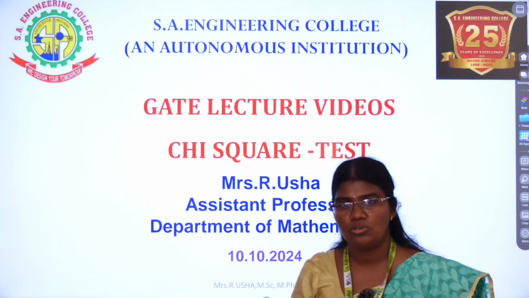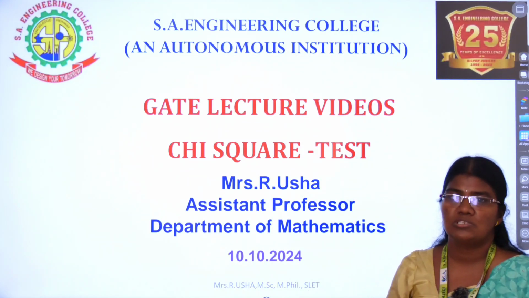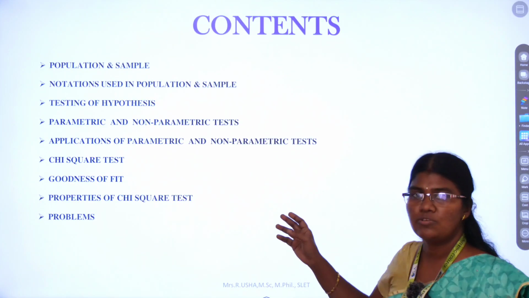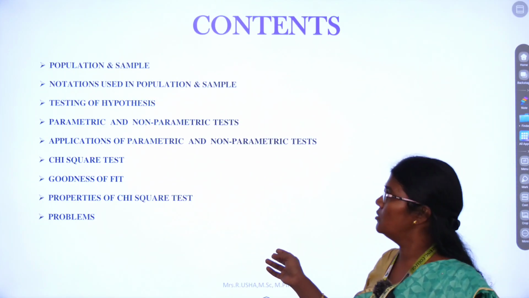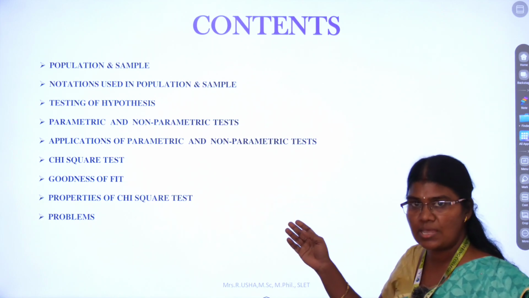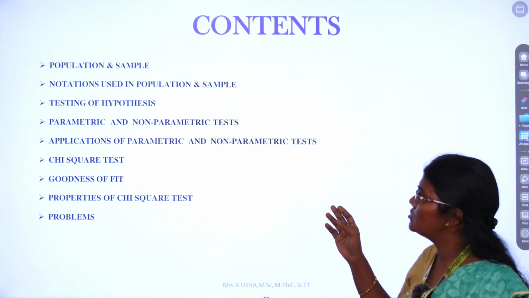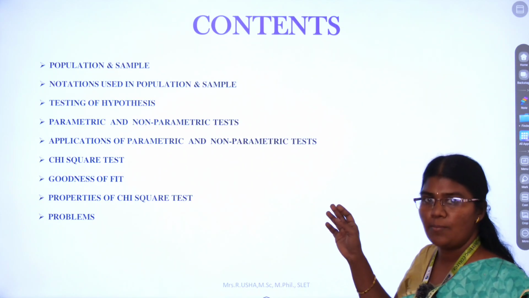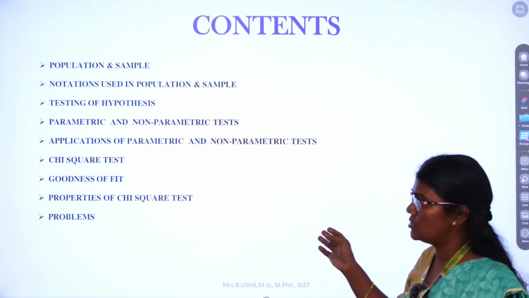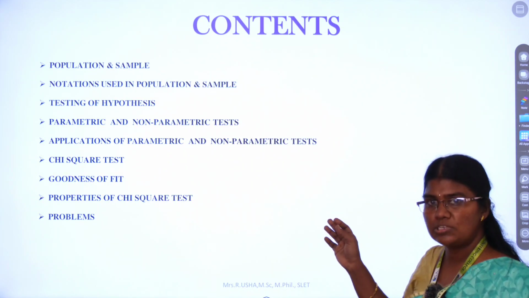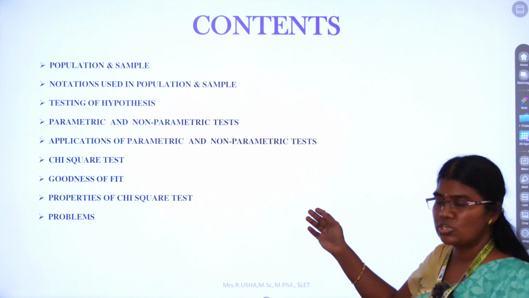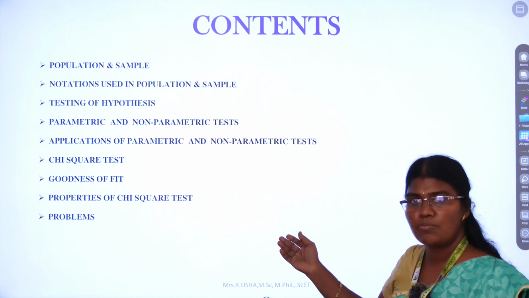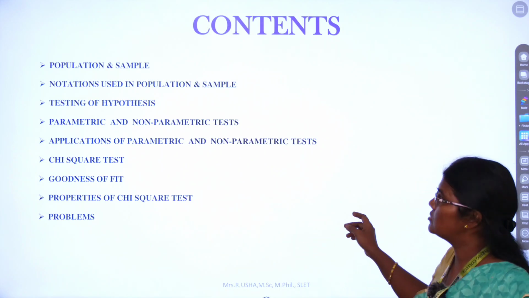Today we are going to see the lecture about chi-square test. These are the following contents we are going to see. First, population and sample and notations used in population and sample, testing of hypothesis, parametric and non-parametric test, applications of parametric and non-parametric test, chi-square test, goodness of fit, properties of chi-square test. Based on this we are going to see problems.